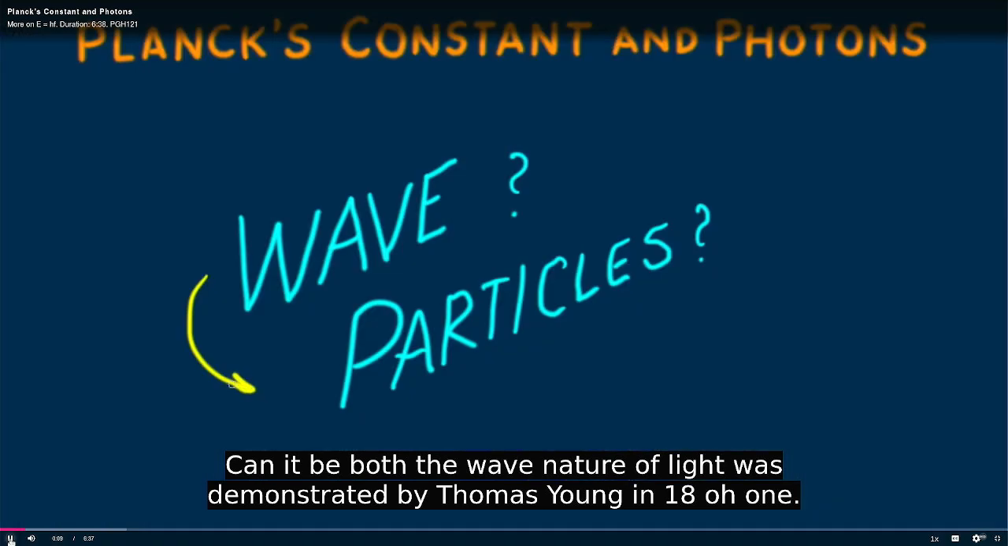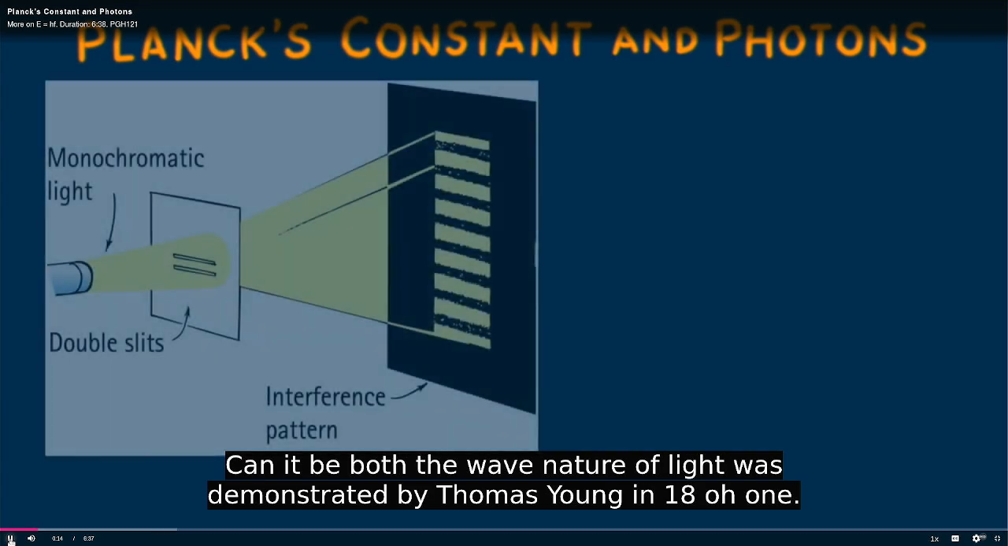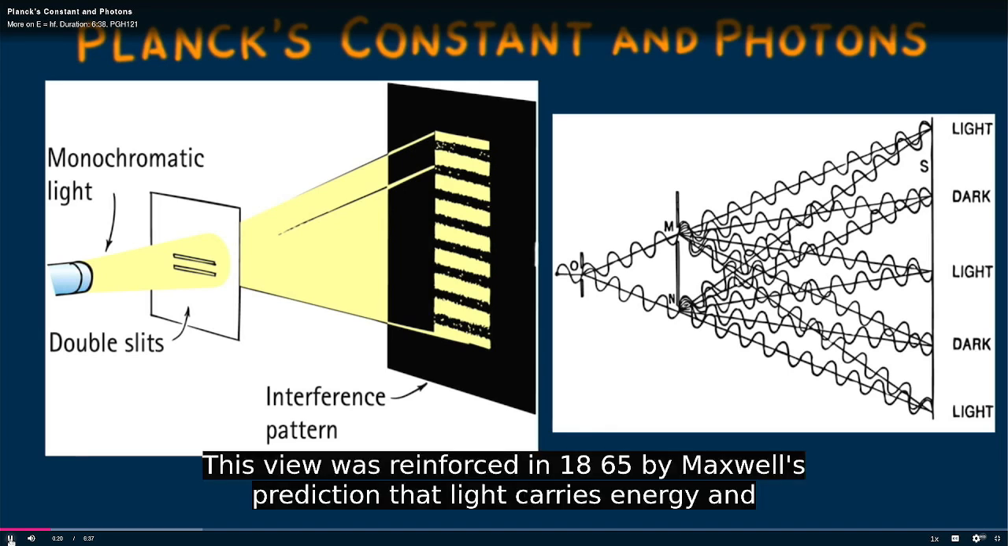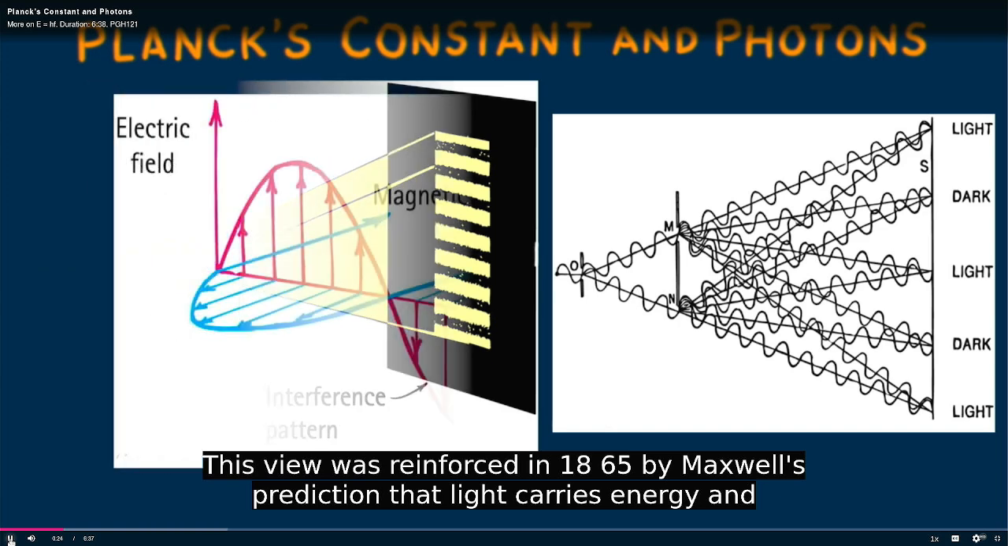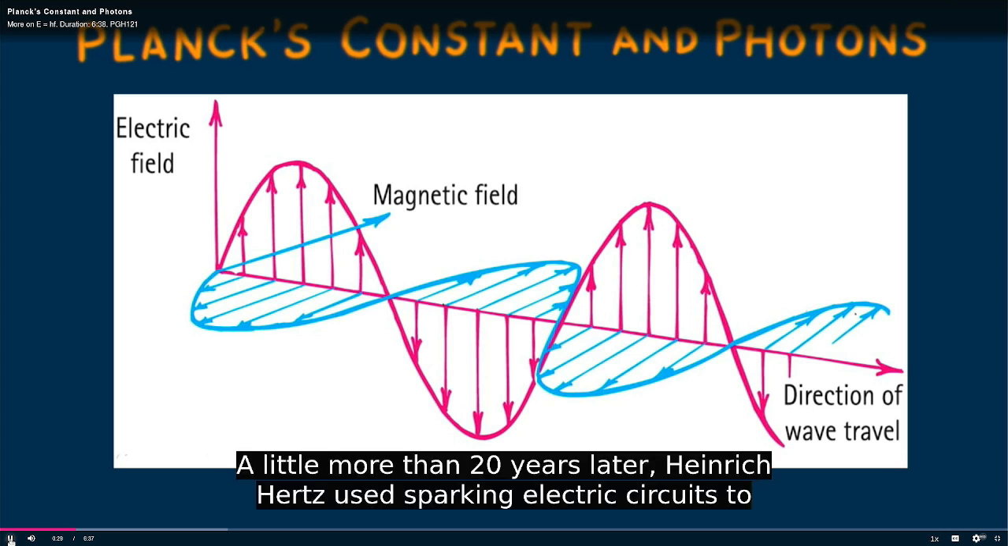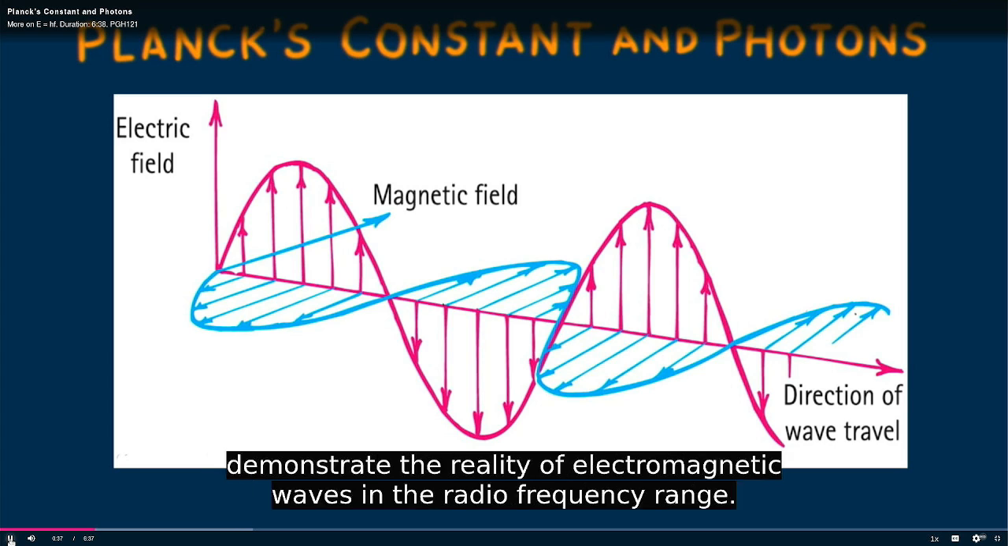Is a beam of light a wave or a succession of particles we call photons? Can it be both? The wave nature of light was demonstrated by Thomas Young in 1801 in the precursor to the double-slit experiment. This view was reinforced in 1865 by Maxwell's prediction that light carries energy in oscillating electric and magnetic fields. A little more than 20 years later, Heinrich Hertz used sparking electric circuits to demonstrate the reality of electromagnetic waves in the radio frequency range.